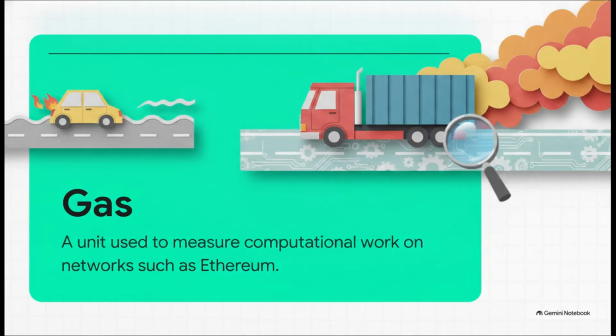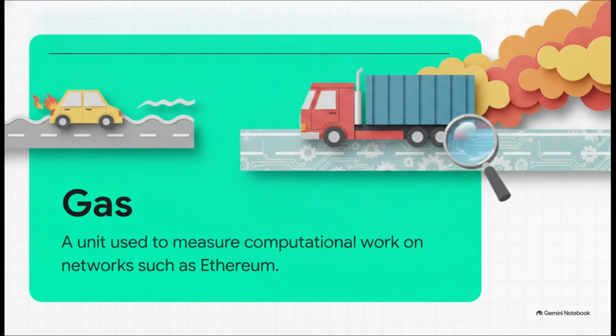And this brilliantly illustrates the concept of gas. Gas is a unit used to measure computational work on networks like Ethereum. Think of gas as the amount of engine power you need to perform an action. A simple transfer of Ethereum from one wallet to another, that's like driving a tiny, efficient, compact car down the highway. It takes very little gas.